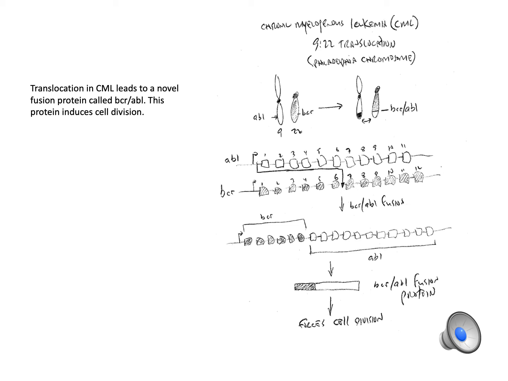Again, it is more complicated, so we'll go through it a little bit slowly. First, you have the ABL gene, which is on chromosome 9. There are 11 exons. And then we look at the BCR gene, which has 12 exons. And uniformly, in all of these translocations, the breakpoint occurs between exon 6 and exon 7.